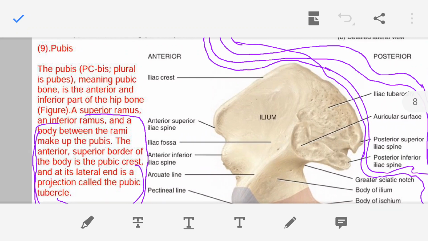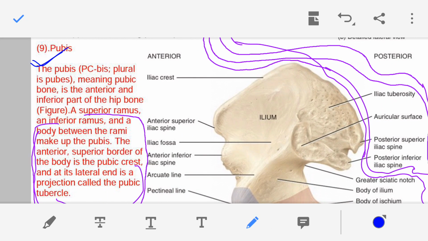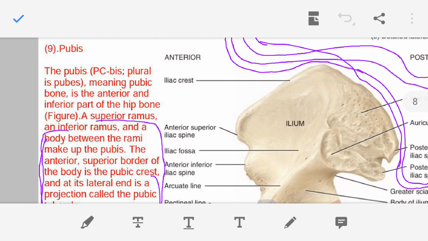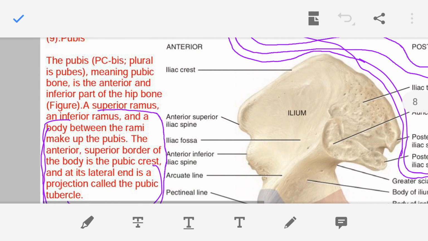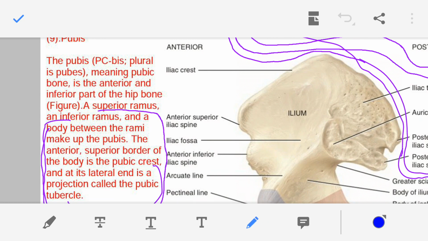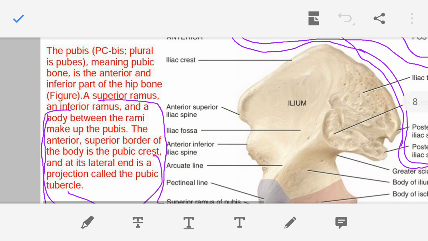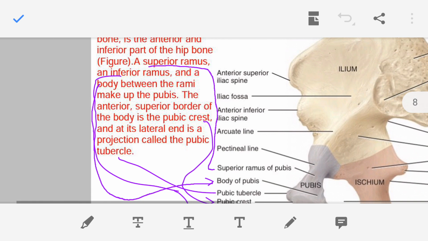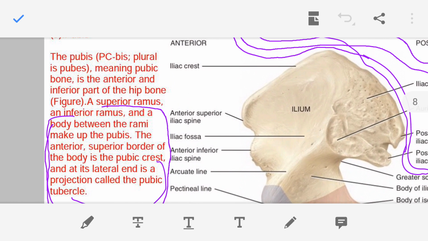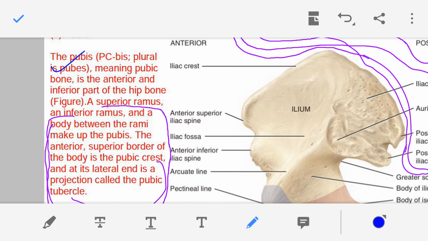Now this is very difficult. Generally we pronounce this as pubis, but actually it is pubis. But for simplicity we will pronounce it pubis. It looks very awkward when we try to speak this, and the plural is pubes. So the plural is pubes. Now the pubis means the pubic bone.